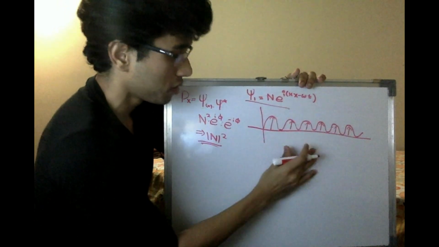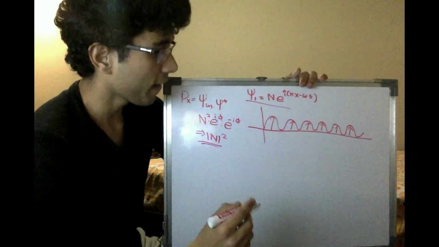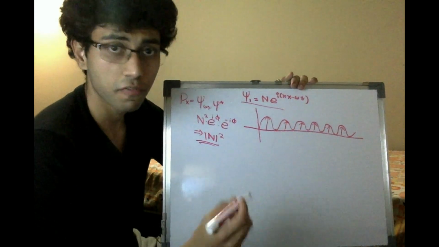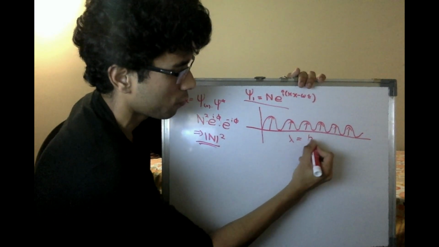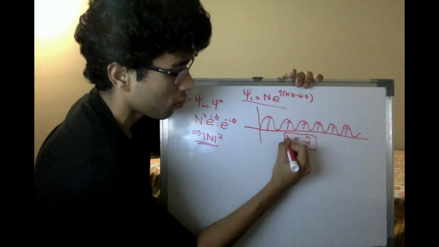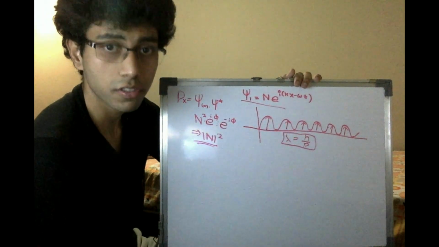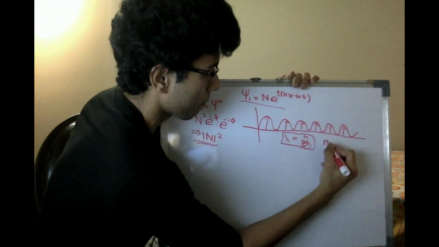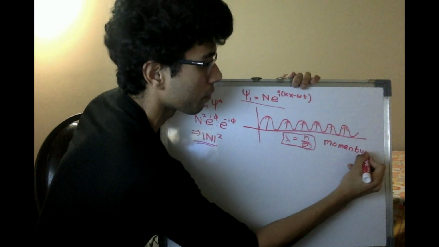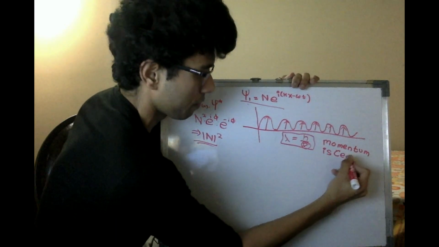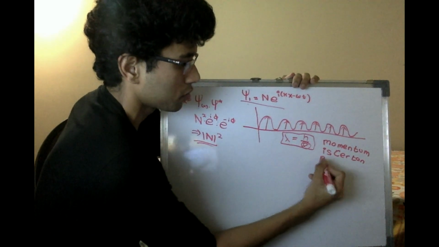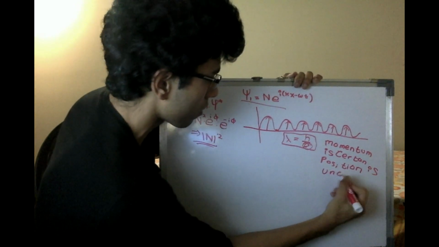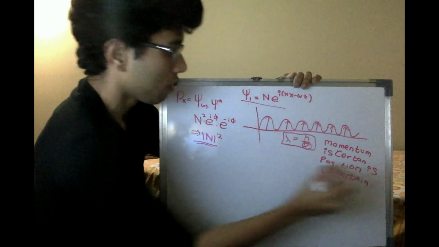So psi 1, this certain wave function, is not superpositioned, and that's why I can say that this wave function has an uncertain position. But as you can see, this function has a definite wavelength. And since you know that lambda is h bar over p, and I'm very confident about the wavelength of this wave function, I'm very confident about the momentum of this function. So momentum is certain, and position is uncertain for this particle.